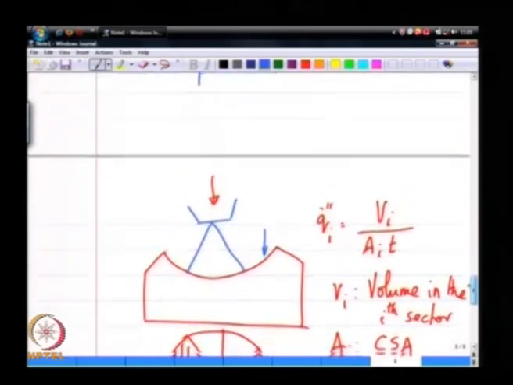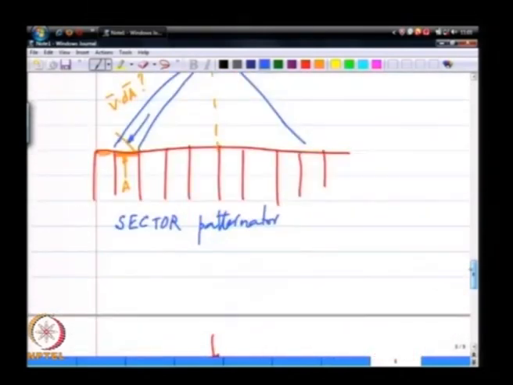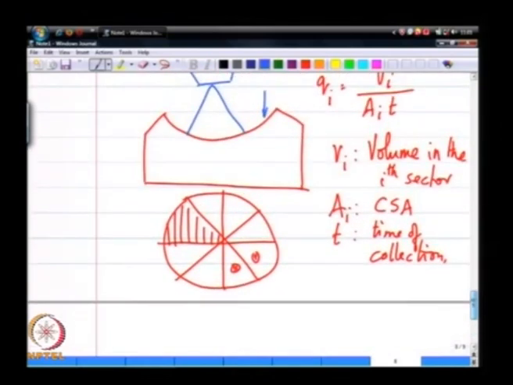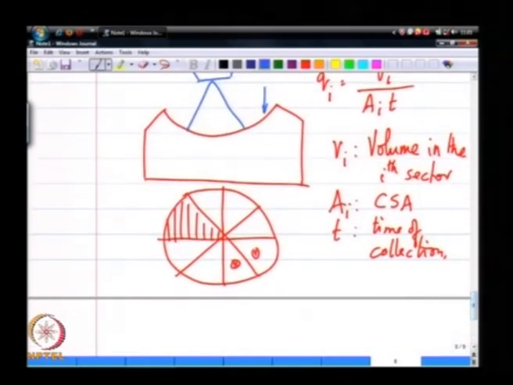The last quantity that we want to talk about, we will call mean drop size.